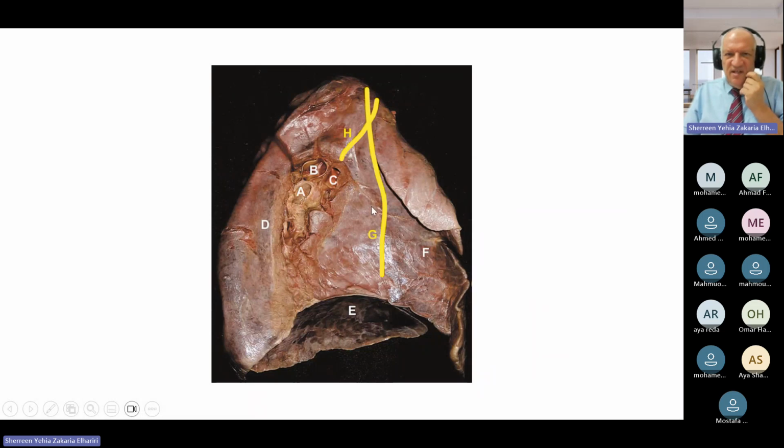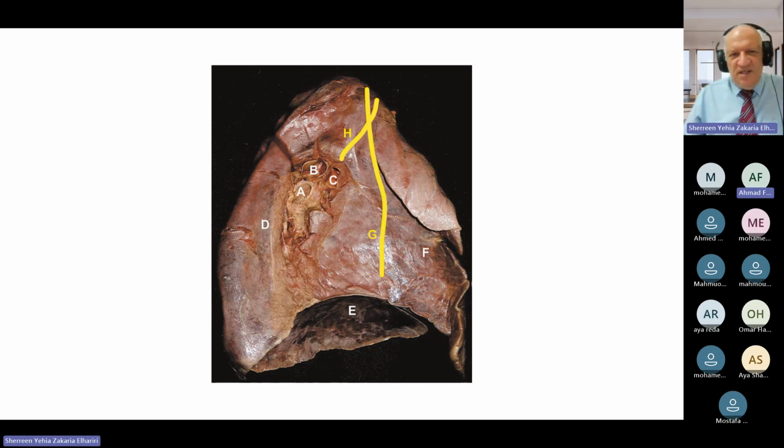So if it is a left lung, what do you expect? It is related mainly to the heart. Dr. Ahmed, what could D be? Descending aorta. Okay. So what are H and G? Of course, H is a nerve. H is the vagus, G is the phrenic. Okay. What are A, B, and C?